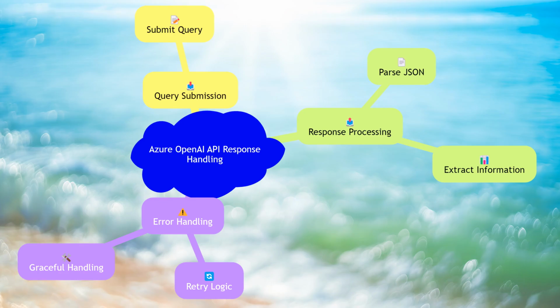Once a query is submitted, the Azure OpenAI API processes it and returns a response. This response includes the generated text, which can be used in your application. Handling these responses involves parsing the JSON data returned by the API and extracting the relevant information. It's important to handle errors gracefully and implement retry logic to ensure robustness.